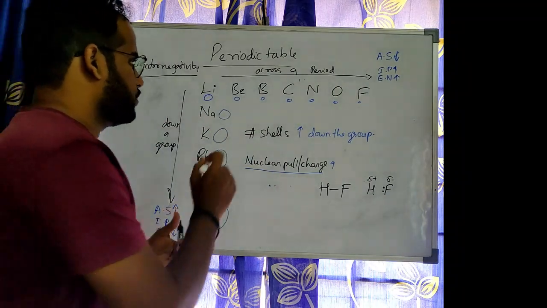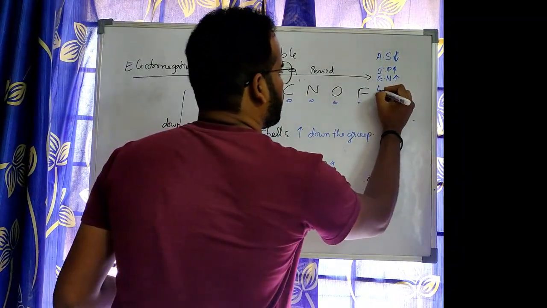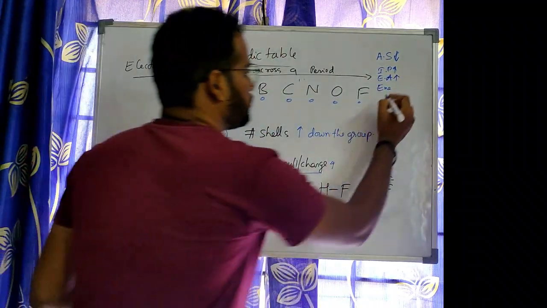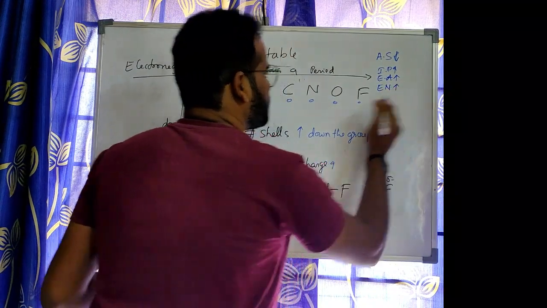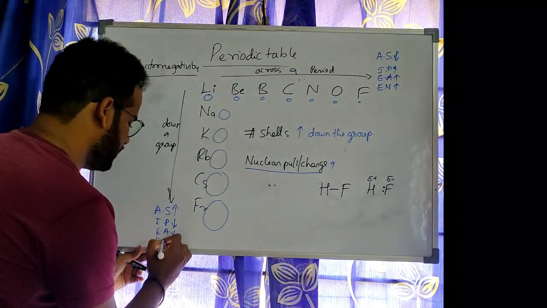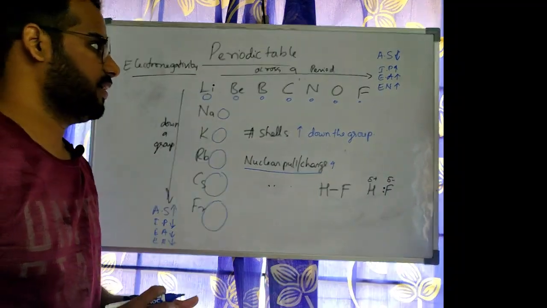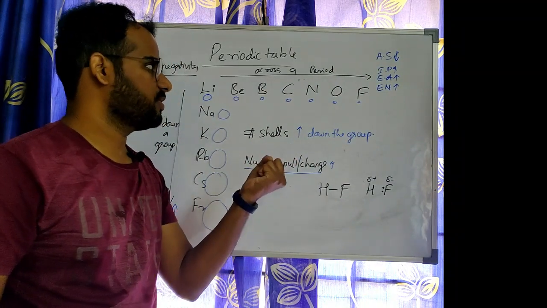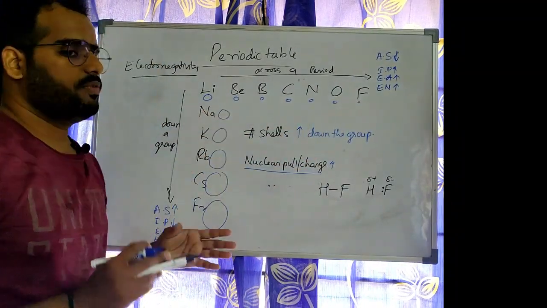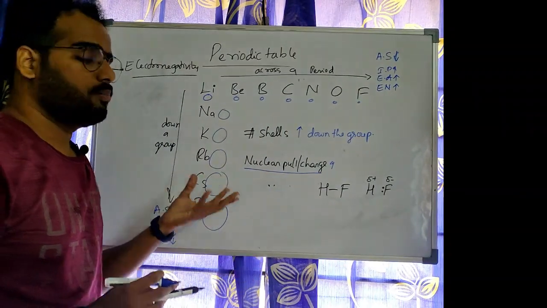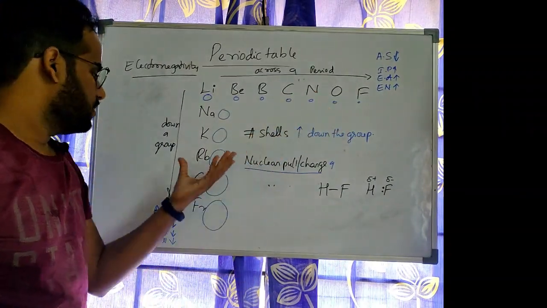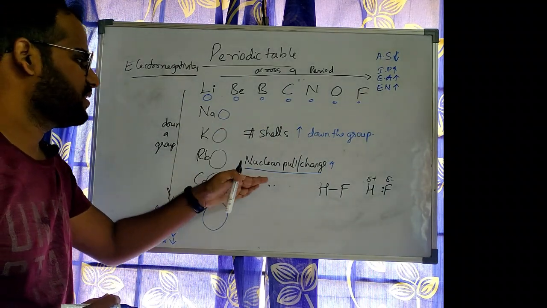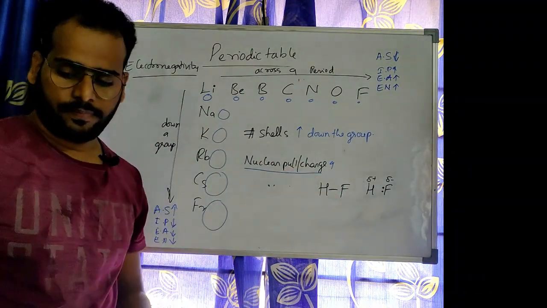What is its trend? The trend of electronegativity across the period: electronegativity increases across the period and decreases down the group. Again, non-metallic character increases, the non-metals pull the electrons towards them, so electronegativity increases. Metals always try to lose electrons, so they are more electropositive than electronegative, so they will have less electronegativity. Again, reasons you have to tell based on the atomic size as well as nuclear charge, so that doesn't change.